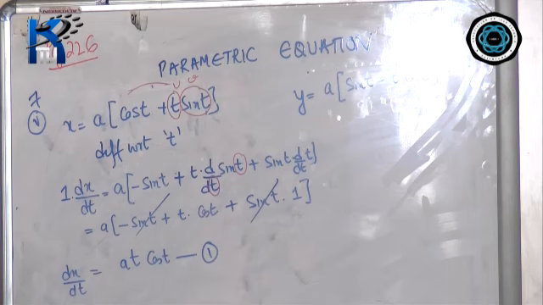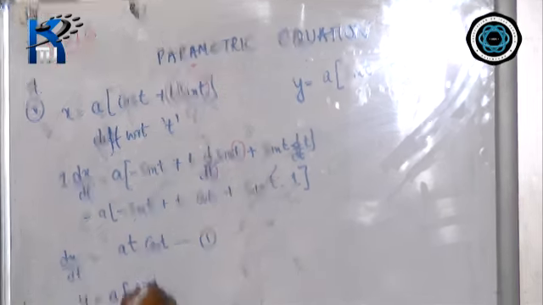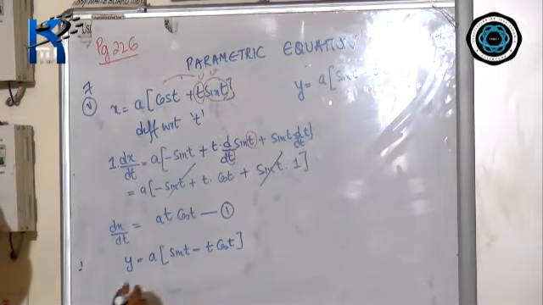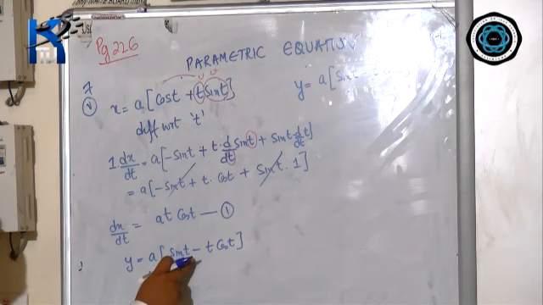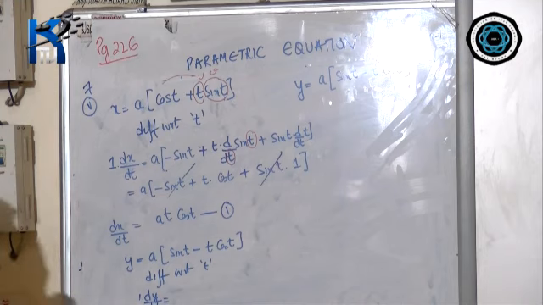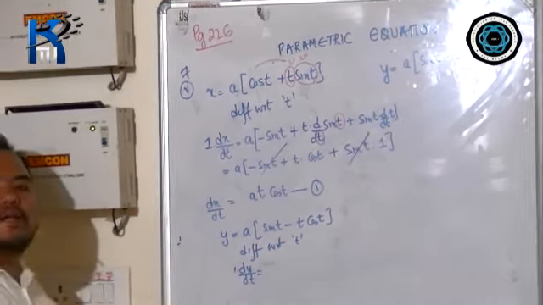What is it? y equal to a sine t minus t cos t. Again, y is the dependent variable, t is the independent variable. So differentiating with respect to t, differentiation of y is 1, y with respect to t, dy by dt. Again, I am emphasizing this, the formula is the same for all the variables. Like the differential of x is 1, y is also 1, z is also 1, theta is also 1. You just need to understand with what variable you are differentiating.